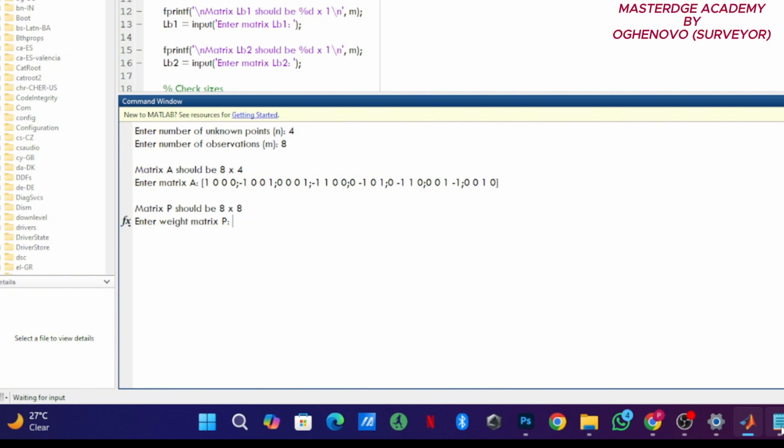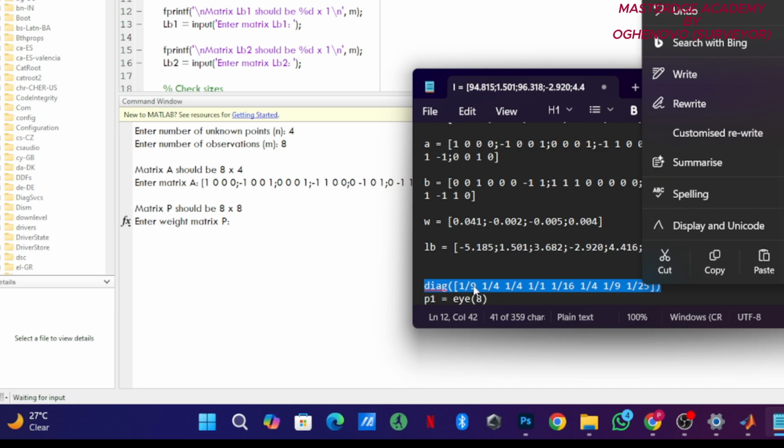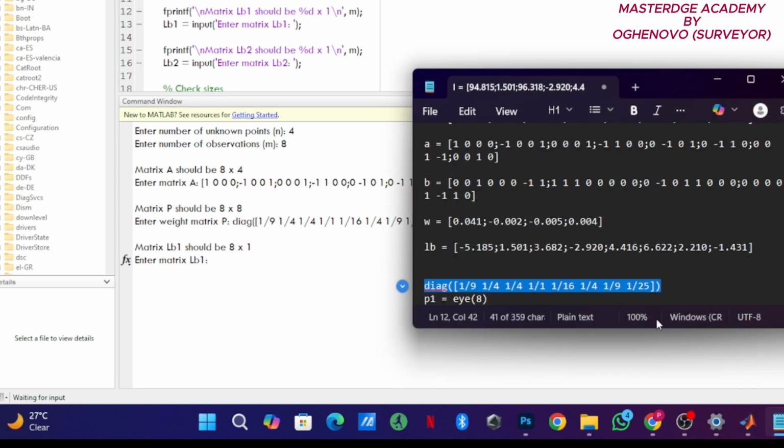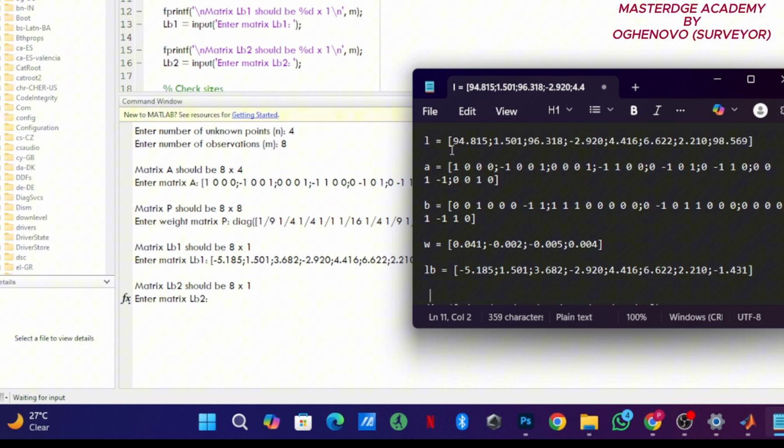Remember, it's not equally weighted, so the diagonal must be changed. So when we're not using this one, we are using this. Remember, these values were given to us as distance from the question. So I copy, I paste, enter. So my LB1, which was given to us as 2 in the question, that is the change in height, was given to us. So this is it. I copy it also. I paste. So okay, my LB2 is what we solved for, which is this, and this is an 8 by 1 matrix.